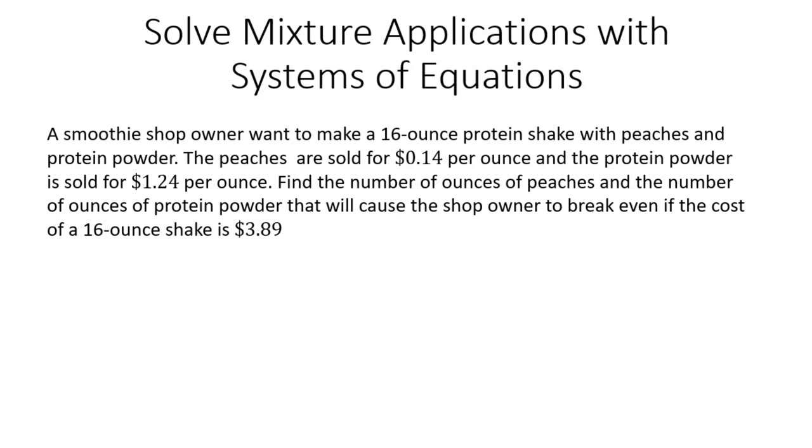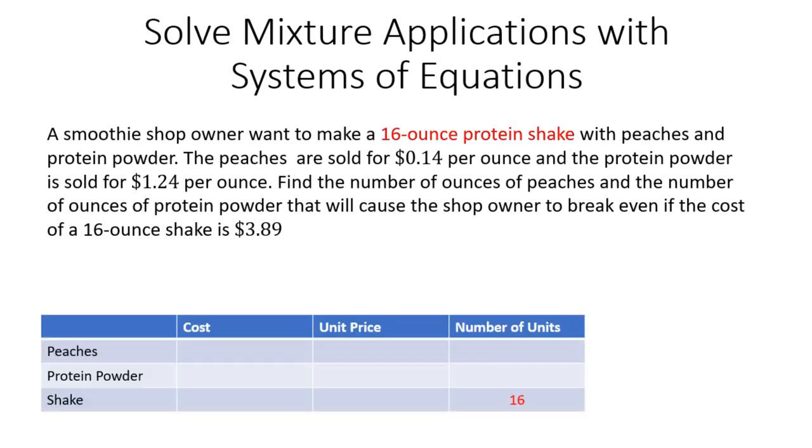All right, let's break this down piece by piece and put it into a table. So the first thing is I see that there's 16 ounces. So I have peaches, protein powder, and the shake, and I want to make 16 ounces of the protein shake. 16 ounces of the shake, I'll put that in the bottom row here. And the number of units is the number of ounces, 16.